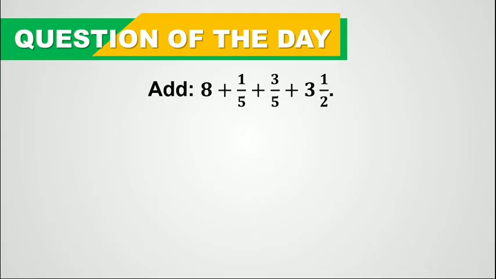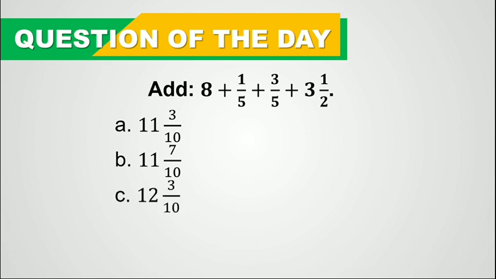What is the sum if we're going to add 8 and 1/5 and 3/5 and 3 and 1/2? Is it letter A, 11 and 3 over 10? Or letter B, 11 and 7 over 10? Or letter C, 12 and 3 over 10? Or letter D, 12 and 7 over 10?